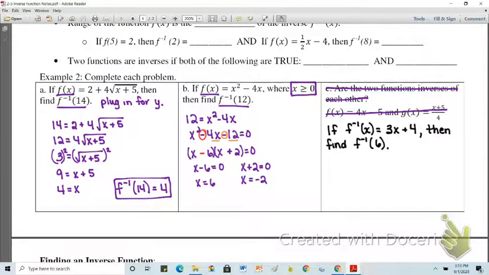Now my quantifier comes back into place. It said where x is greater than or equal to 0. Only one of these fits that characteristic, x equals 6. So that can be my only answer. So my answer is f to the negative 1 of 12 equals 6.